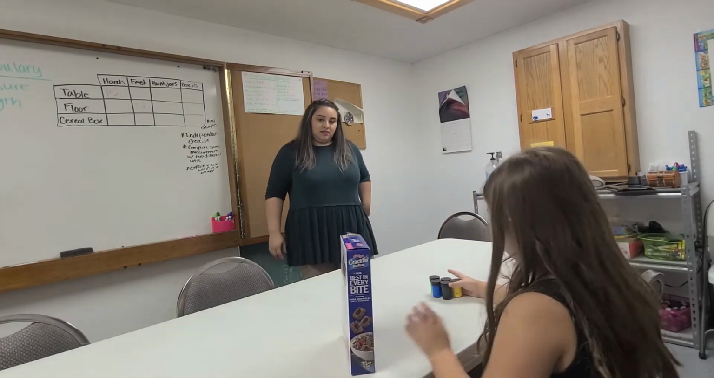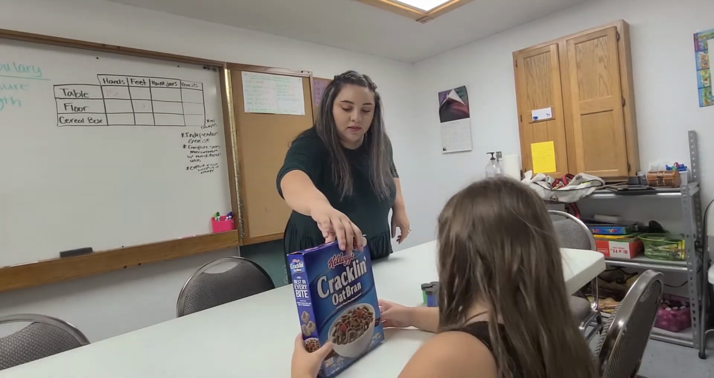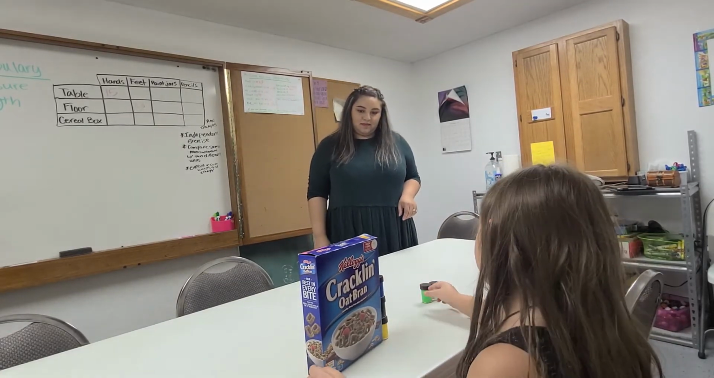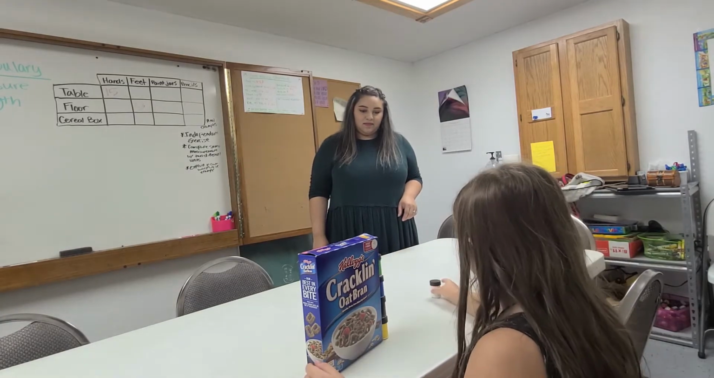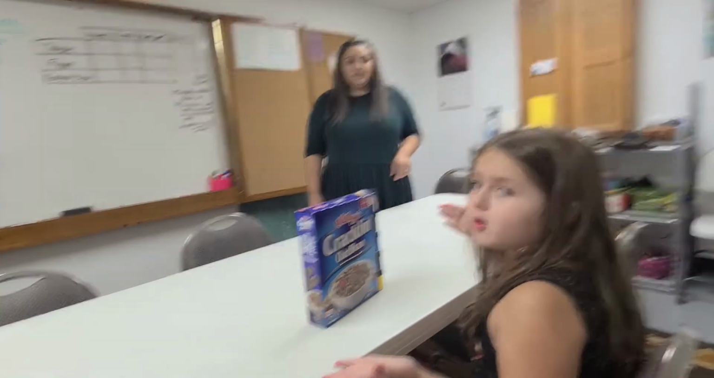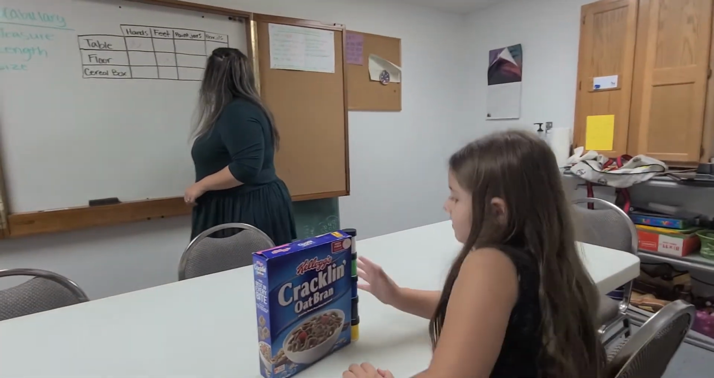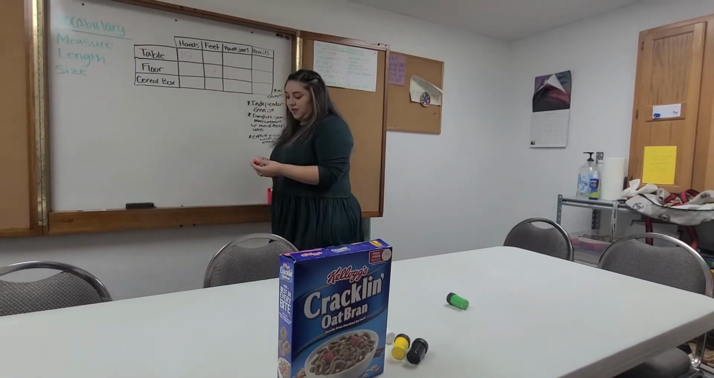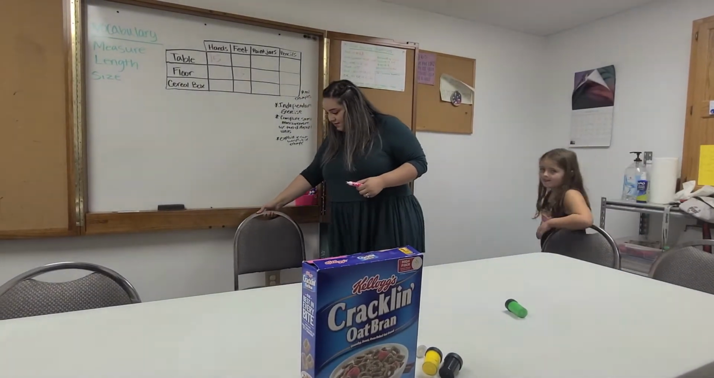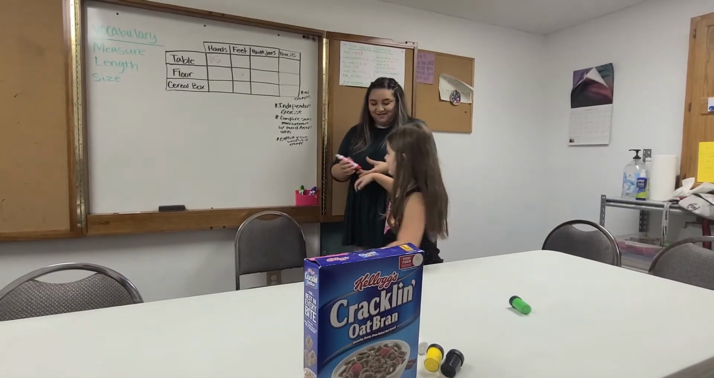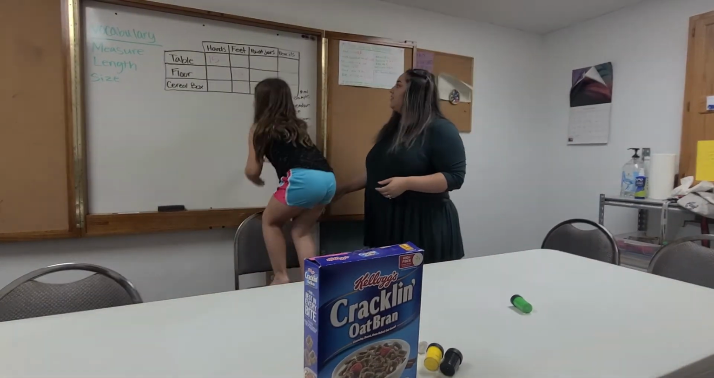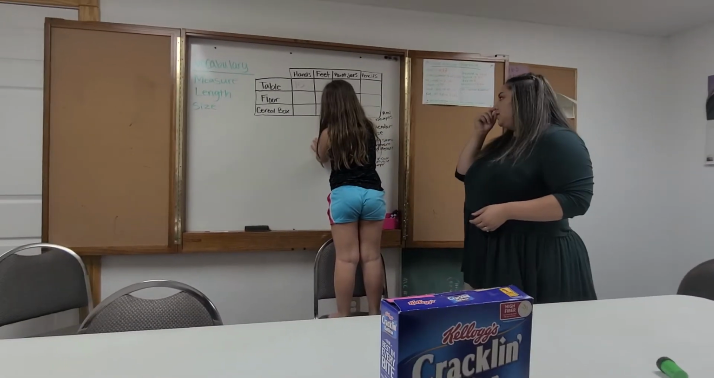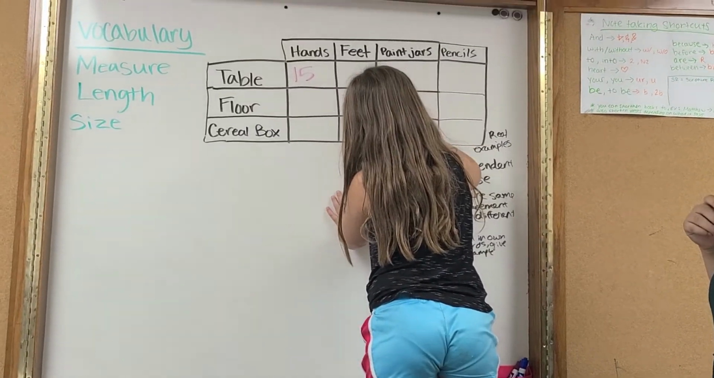Sure. Look. So, 1, 2, 3, 4, 5. 5 jars. So the length of the cereal box is 5 jars. I want to write it in. You want to write it in? Come on. 5 jars. How many, Gracie? 5 jars. So you're going to write, look, this is cereal box and right here, 5 jars. So it's 5 paint jars.